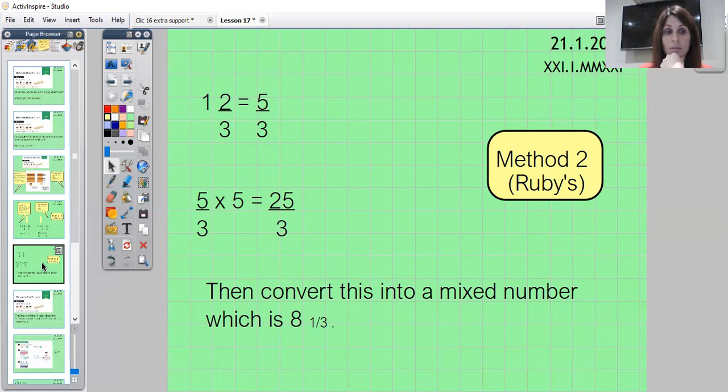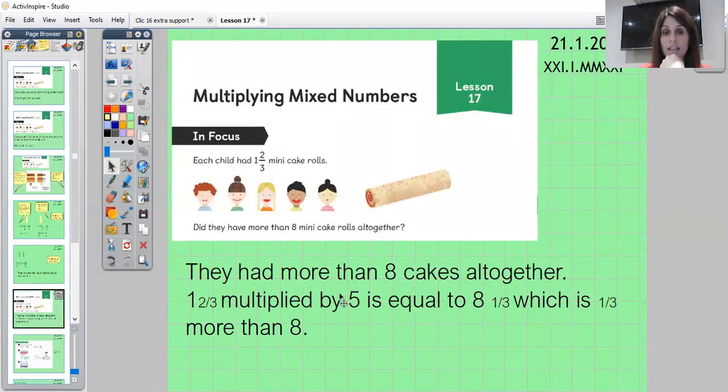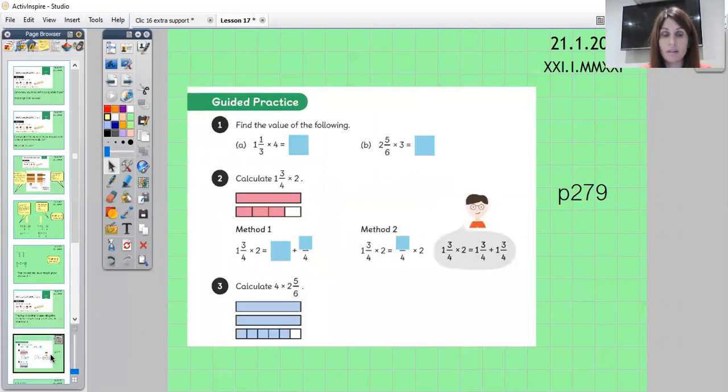Now what I want to do is just come back today to looking at the explanation. Okay, so you need to make sure that you actually answer the question. So they had more than 8 cakes altogether. 1 and 2/3 multiplied by 5 is equal to 8 and 1/3, which is 1/3 more than 8. Now I haven't written it on here because I've already shown it, but I would like to see a calculation. So when we're doing our in focus task, it's really important that we actually see the calculation there. Okay, right, so that's what you're going to be working on today.